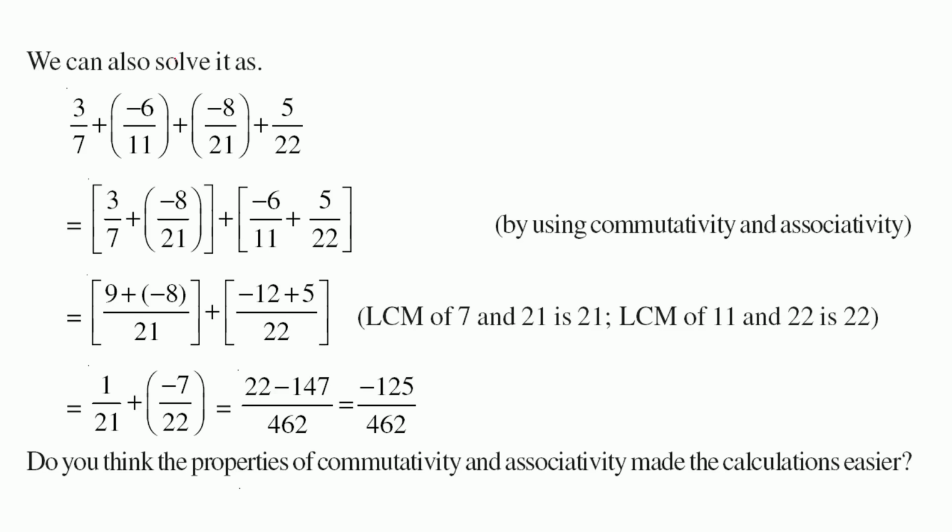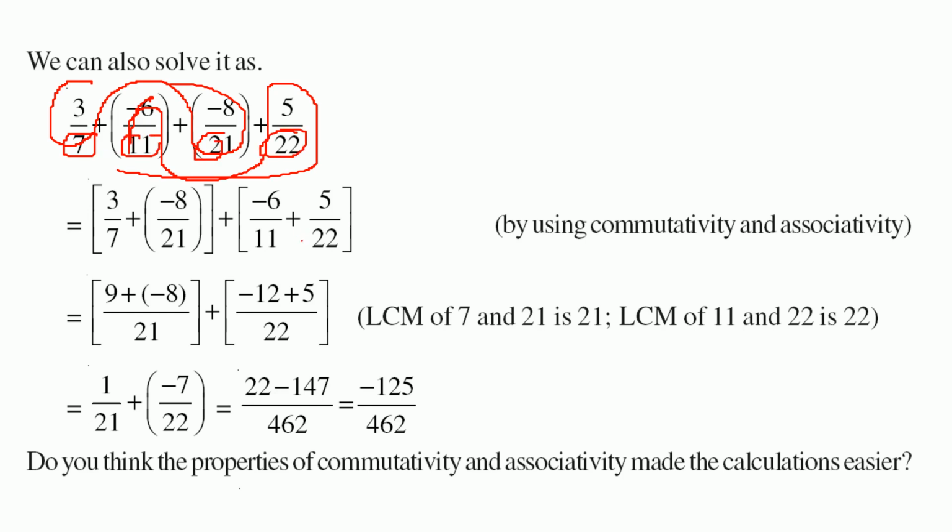We can also solve in a different way. You can combine these two, use this one and this one, and this one and this one. Why? Because 21 is a multiple of 7, and 22 is a multiple of 11. That is why we have combined them, so that the computation of LCM becomes easy for us. 21 will be the LCM here, 22 will be the LCM here. So easily we can add them. Finally, you get the same result.